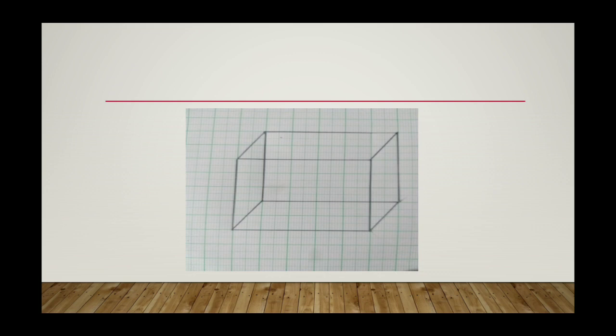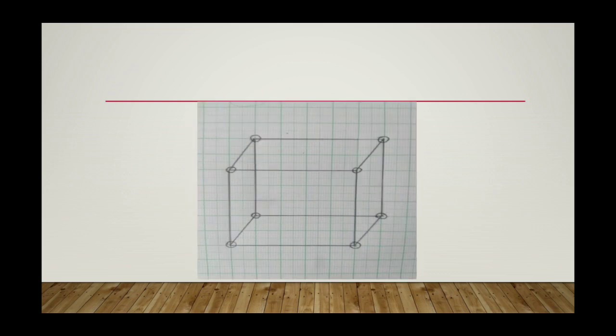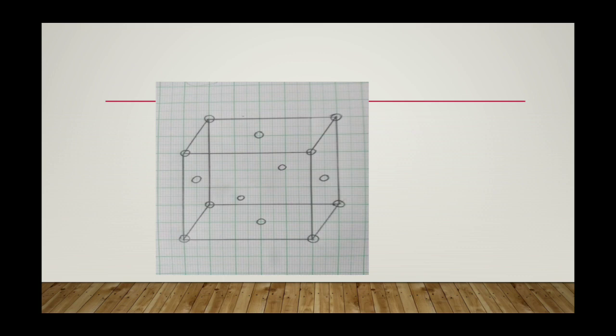Place the carbon atoms. Now we place carbon atoms at all the corners of the unit cell. We know that it is a face-centered cubic unit cell, so we place atoms at the face centers also. Then at this moment it will be a face-centered cubic unit cell. But a diamond cubic crystal is not a face-centered cubic unit cell or cubic crystal.